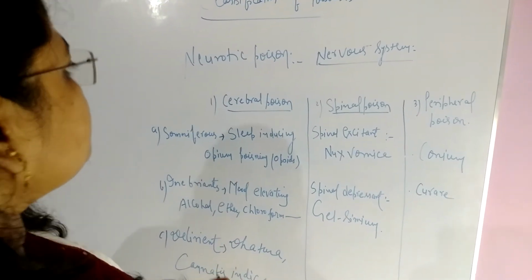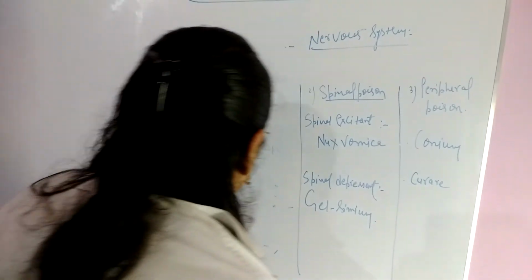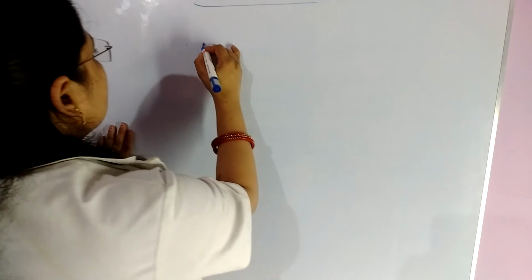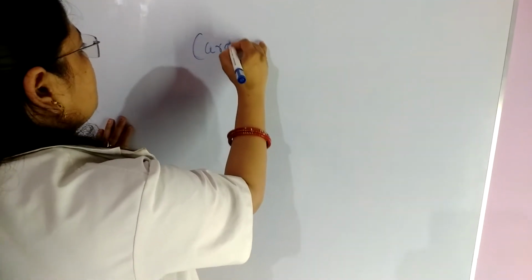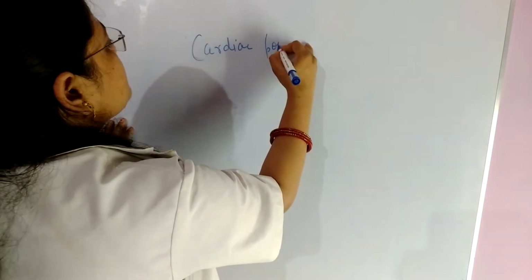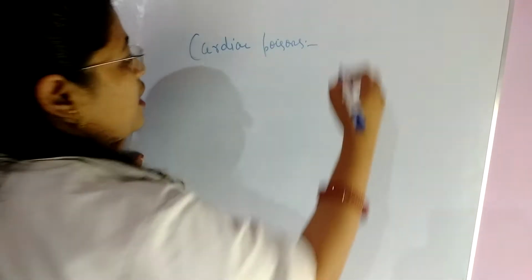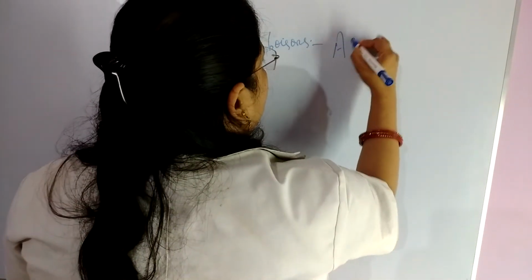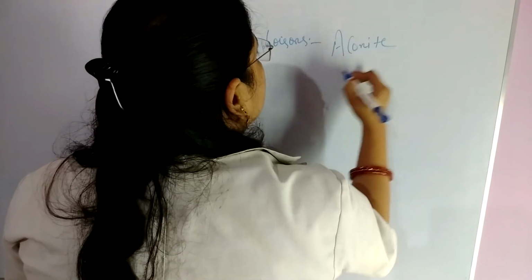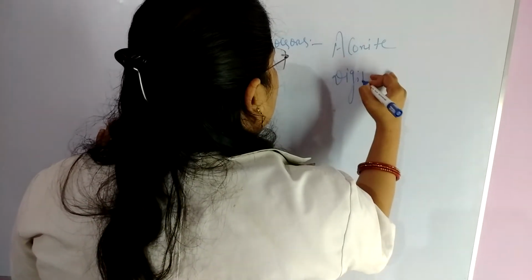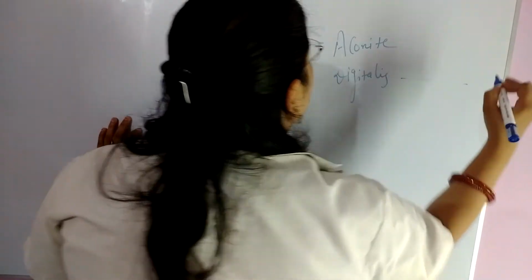Next is cardiac poison. Cardiac poisons are those poisons which affect the heart. Examples of cardiac poisons are aconite, digitalis, etc.